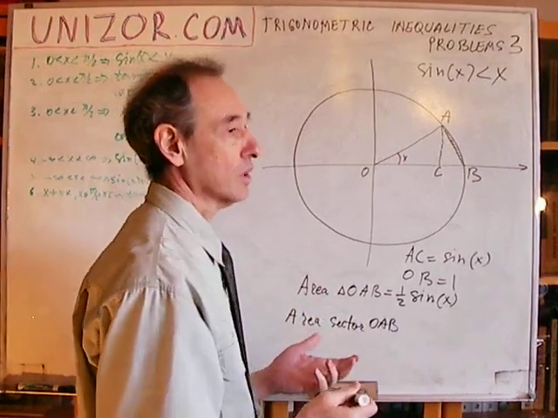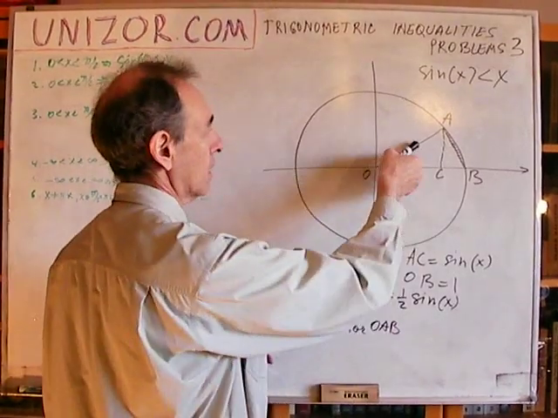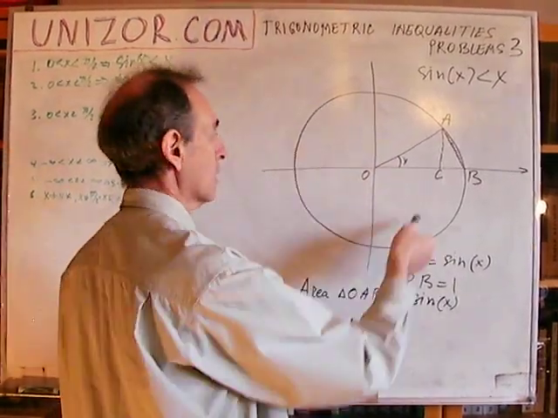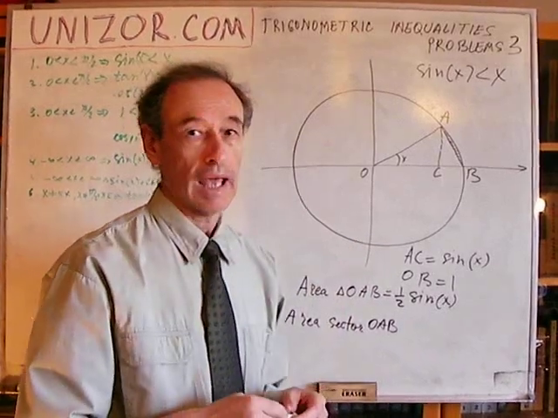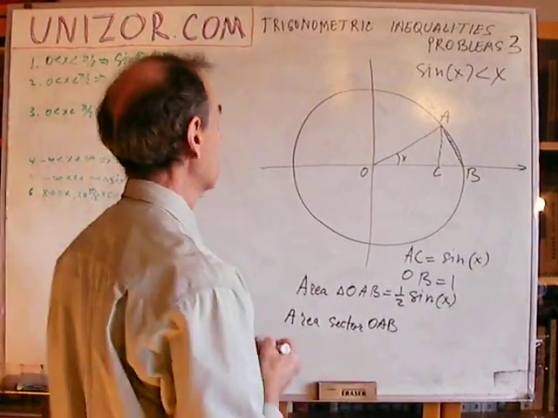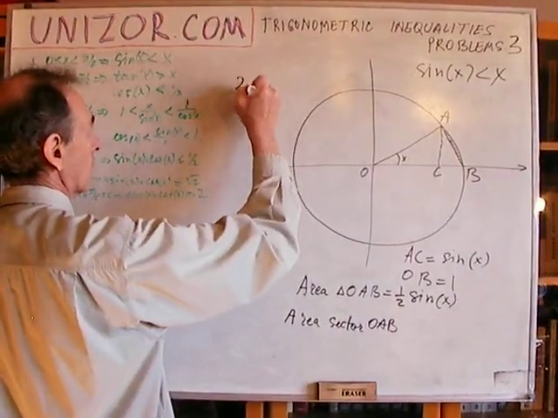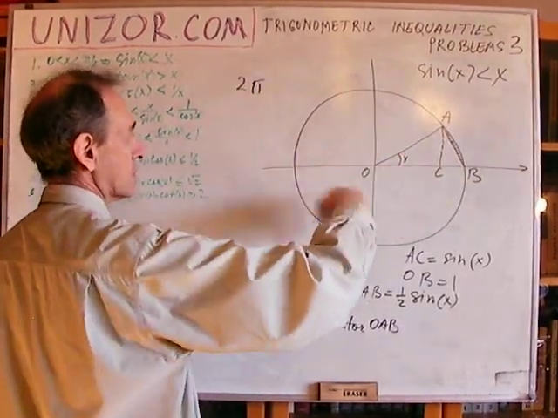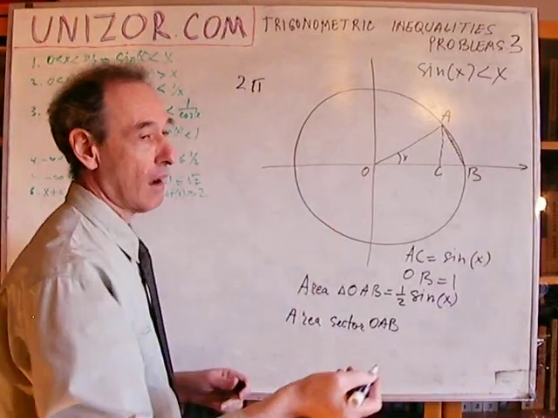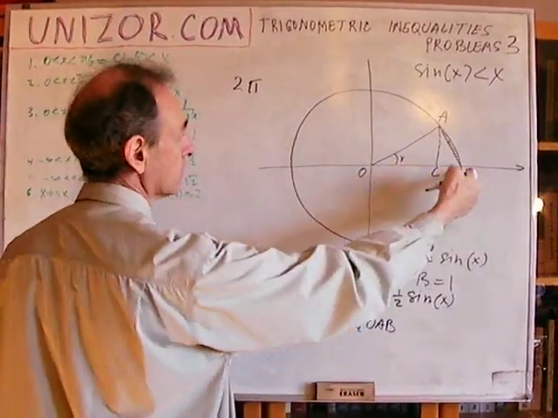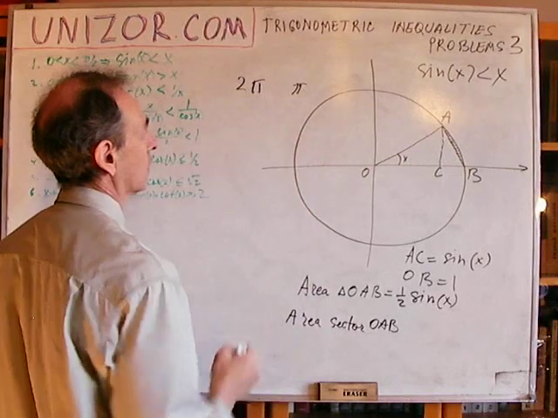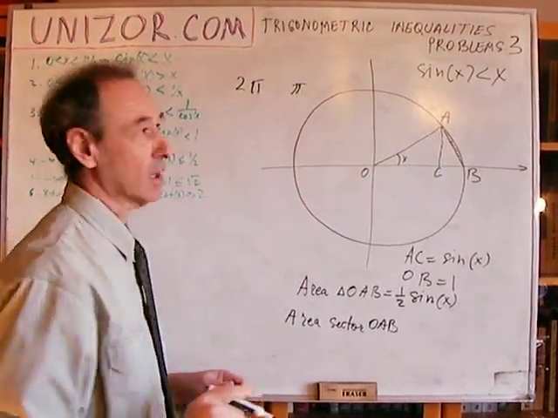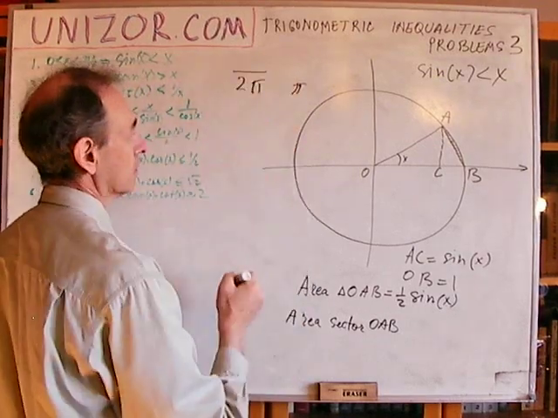Now, what is the area of this circle? Well, we know that the area of this sector is proportional to the angle, right? So the total angle in radians is equal to 2 pi, and the total area of the circle is equal to pi r squared, right? Now, r is equal to 1, so it's pi. So this is the total angle, this is the total area. Now, our angle is x.